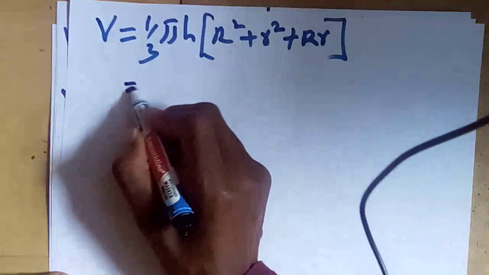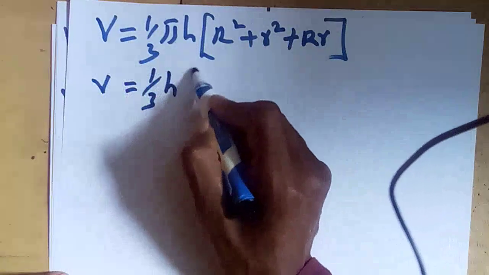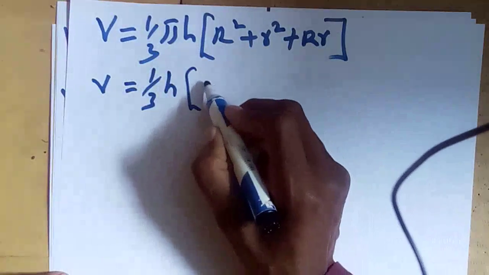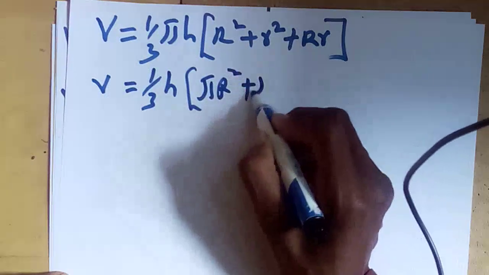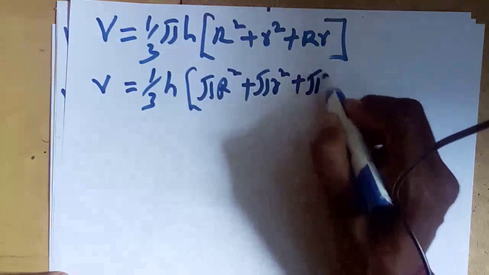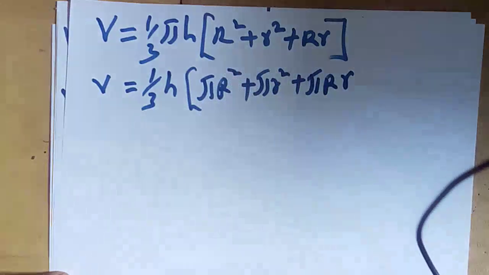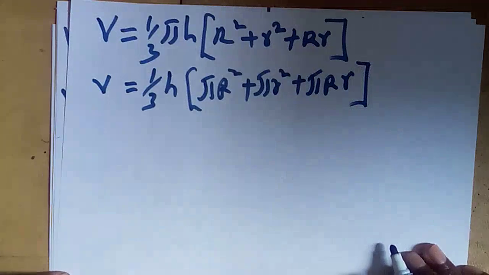From this particular formula, I want you to distribute a pi inside, and we are going to have a third h. Let's take pi in. We are going to have pi r squared, then pi r squared, then pi r. I've just distributed in the pi.